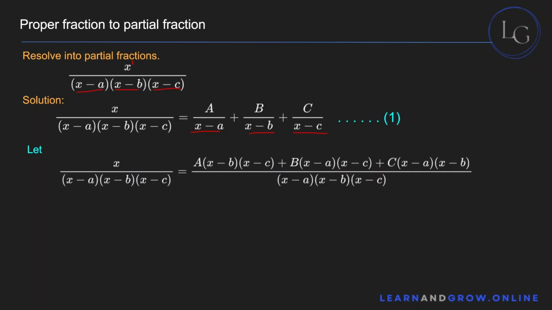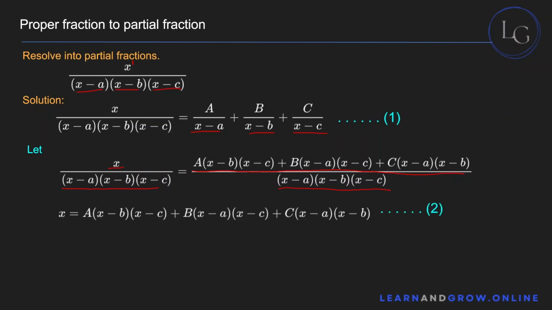Now, we'll take the LCM of these three partial fractions. So basically a will be multiplied with x minus b and x minus c, b will be multiplied with x minus a and x minus c, and c will be multiplied with x minus a and x minus b. So we'll get this big fraction. Now, the denominators are equal, so the numerators are also equal. The denominators will be cancelled out and we'll just be left with the numerators.